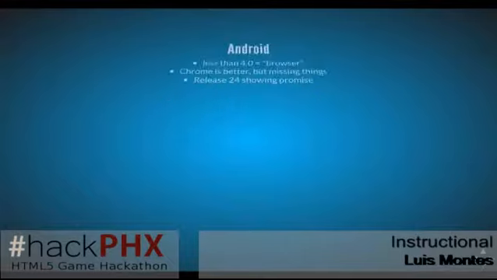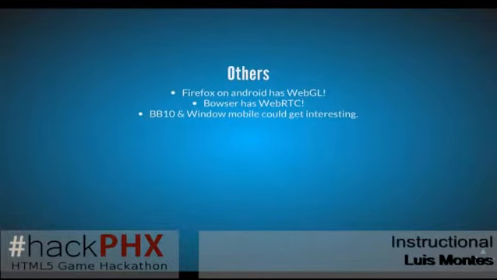Firefox is cool because on Android it's got WebGL and it's decent. There's another browser called Bowser on Android. It's got WebRTC. BlackBerry 10 looks pretty good. It's got WebGL. So it's got a few things going on. I don't know anything about IE10 on Windows 8, other than IE9 had a pretty good canvas. That's really the only good thing I could say about it, that it had a fast canvas. So I imagine there's other cool stuff in IE10 for game-related purposes.